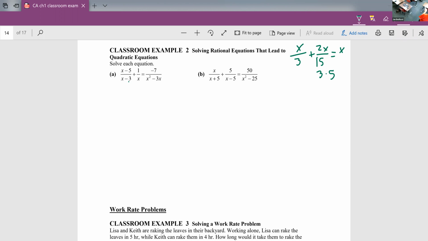Is there any common factor between x and 3 other than 1? No, so I can't factor that. That's already prime. X is just x. What about x squared minus 3x? That factors is what? 3x.